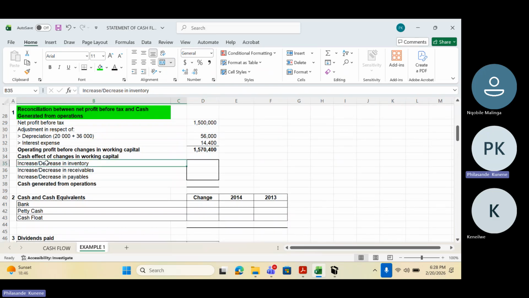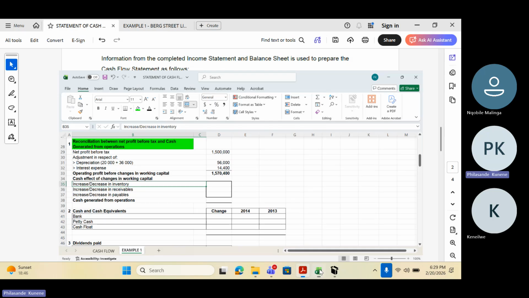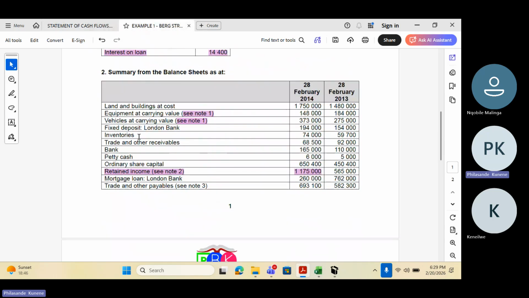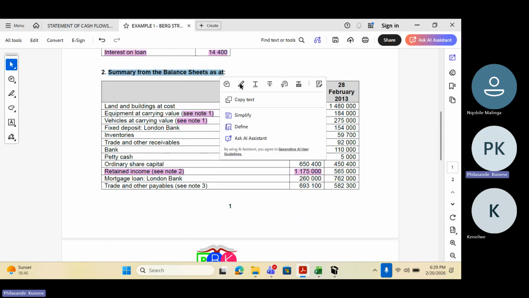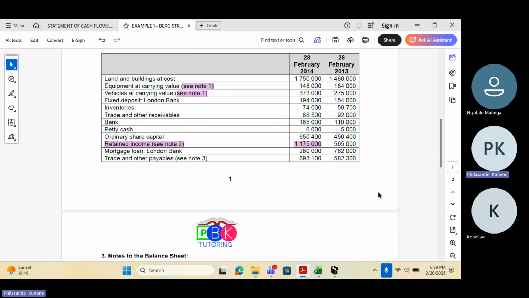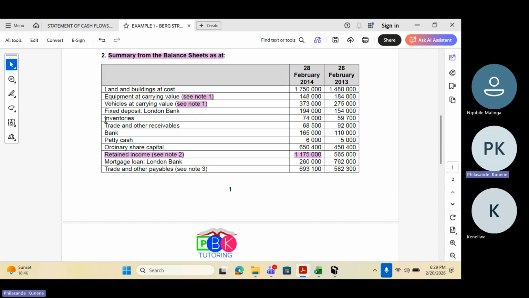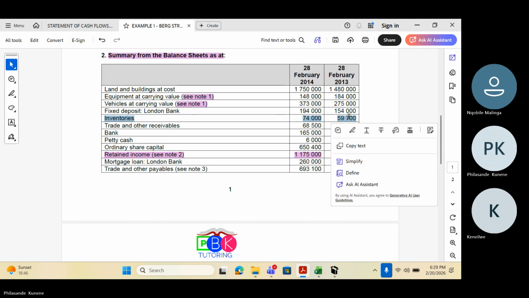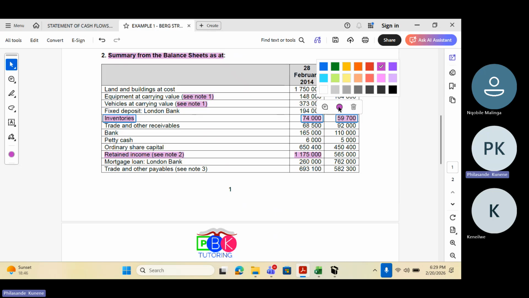Now this is increase or decrease in inventory, which is part of current assets. So what do I need to do now? I need to go to my balance sheet and look for inventory. Summary of the balance sheet as at 28 February 2014, 28 February 2013. Let's go and see. There is inventories here. Looking at this, we need to check whether the movement in the inventory will give us a cash inflow or cash outflow.